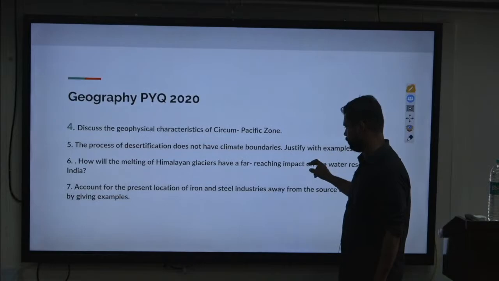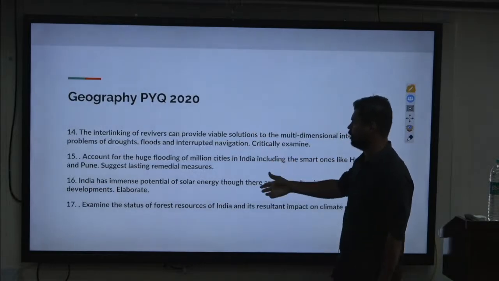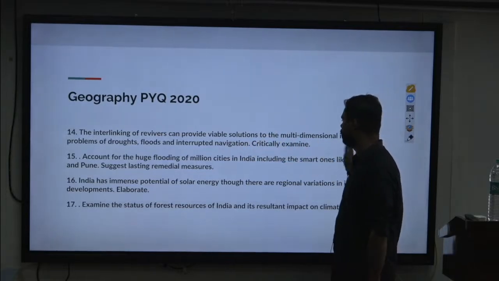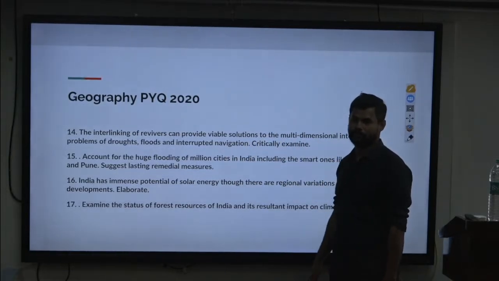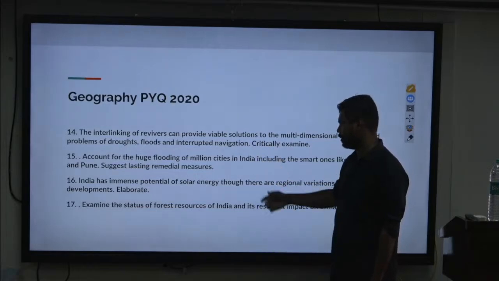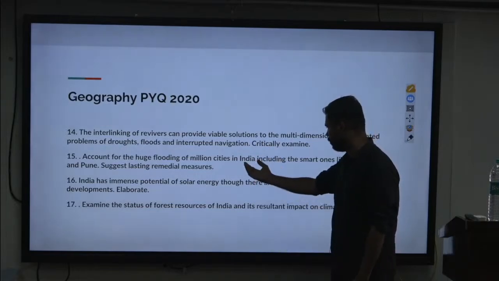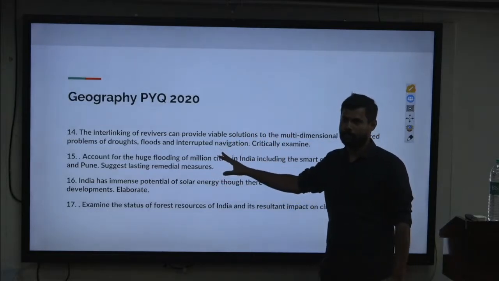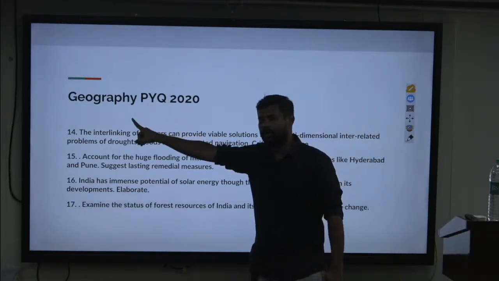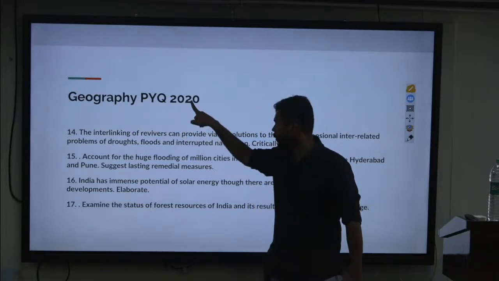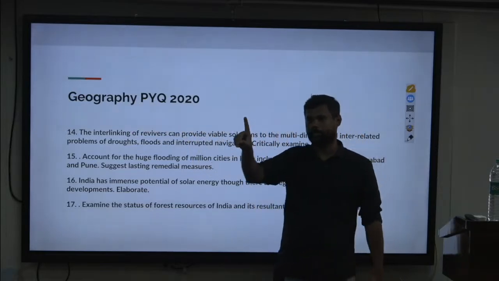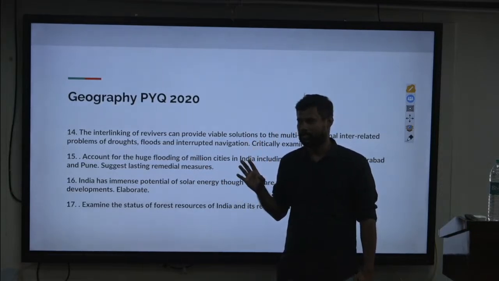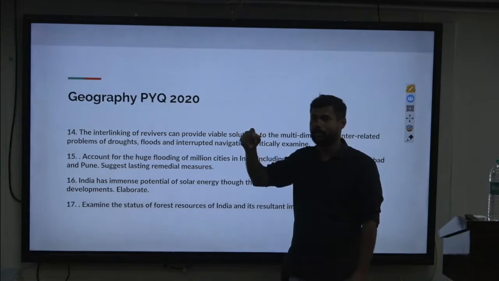The next is the interlinking of rivers can provide viable solutions to the multidimensional interrelated problems of droughts, floods, and so on, critically examined. Environmental geography. Easy question. Okay. Next. Account for the huge flooding of million cities in India, including the smart ones. This is one more theme. Okay. The last 2021 and 22 they have not asked. 2020, 19 and 18 there has always been one question on disaster. Okay. They are purposely asked on disasters. For example, 2019 they had asked about earthquakes.